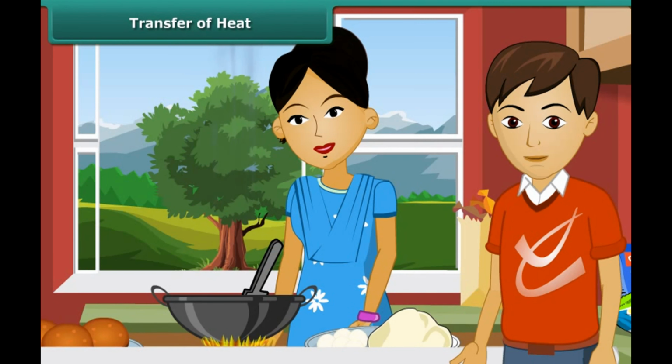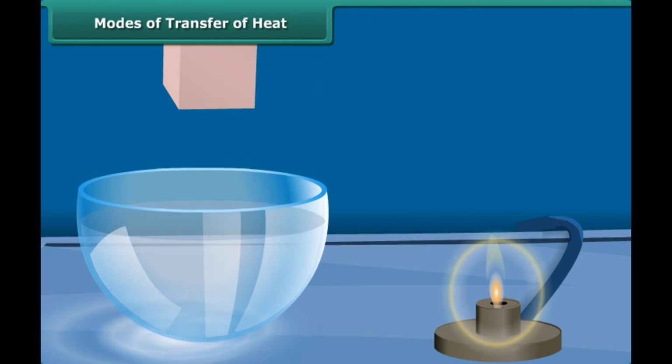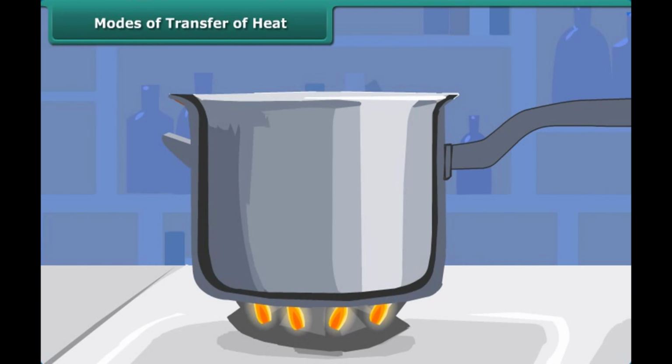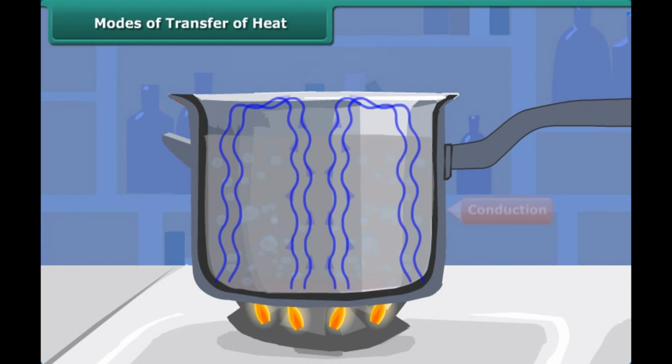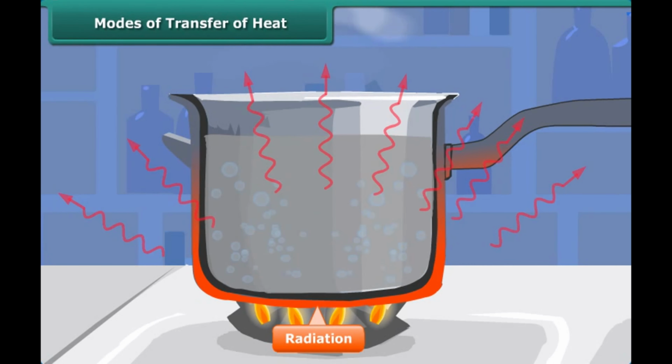There is a mutual exchange of heat between bodies at different temperatures. Flow of heat takes place in a particular direction, that is, from bodies at higher temperature to bodies at a lower temperature, as water flows from a higher to a lower level. There are three modes of transfer of heat from one place to another. These are conduction, convection, and radiation.